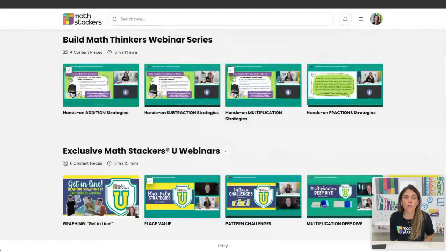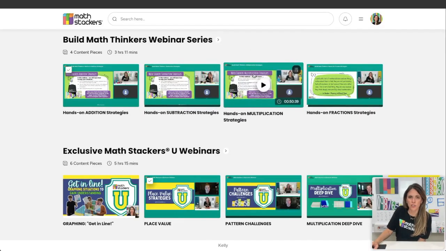This is a great overview that I do of the discovery guide level. So we have addition, subtraction, multiplication, fractions. Eventually I'll do adding fractions 1, but it all builds on one another. So if you are just new and starting with your Math Stackers learning system, there's suggestions in your discovery guide.